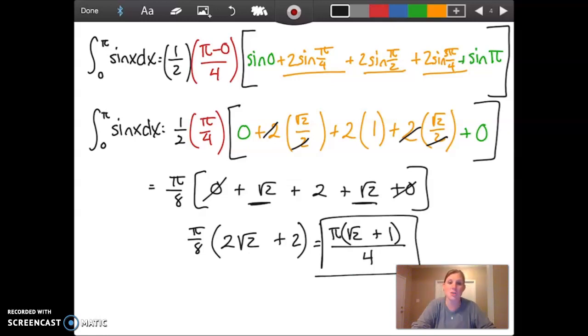And that is your answer for the trapezoidal problem. If you guys have questions, I will take time to explain it to you on Zoom on Wednesday.